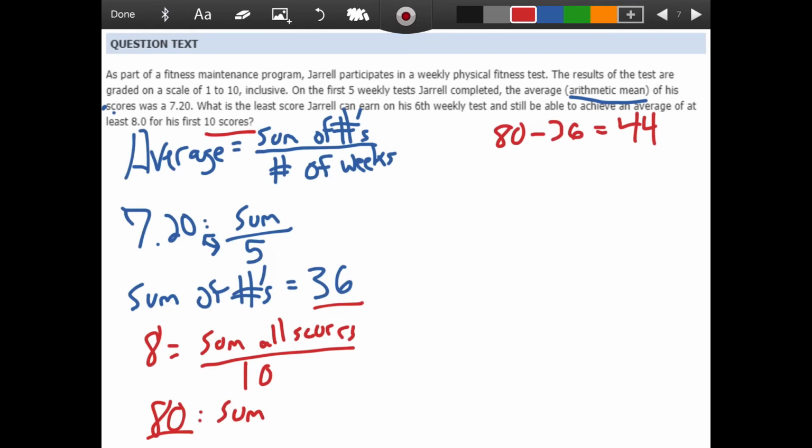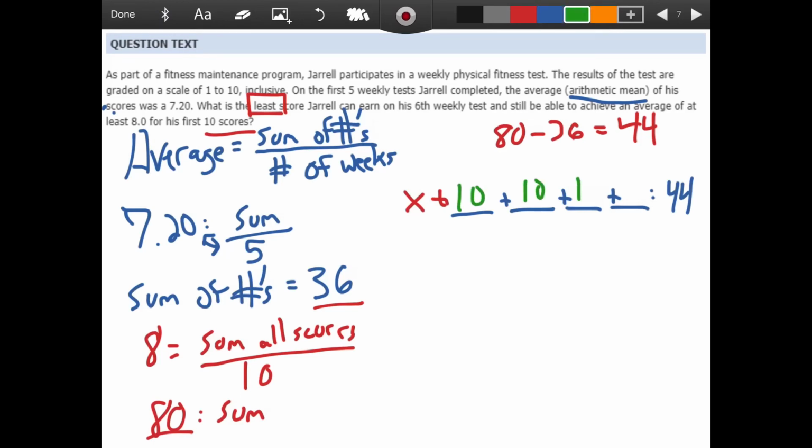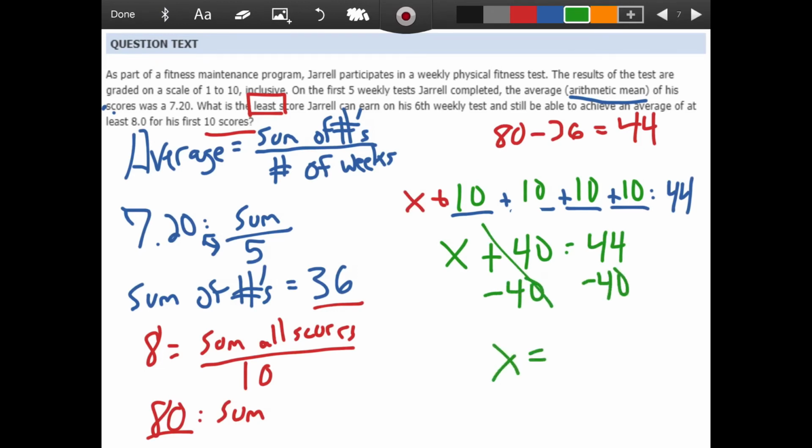Now, what the question wants is the least score that he can have in his 6th weekly fitness test. So we don't know what his score is in the 6th week, but in order for him to have the lowest possible score, he has to score really well in the other weeks, and the maximum score he can get is a 10. So by combining that, we get an expression x plus 40 equals 44. We subtract 40 from both sides, and we should get that x equals 4. So this would be a fill-in, and we'd fill in 4.